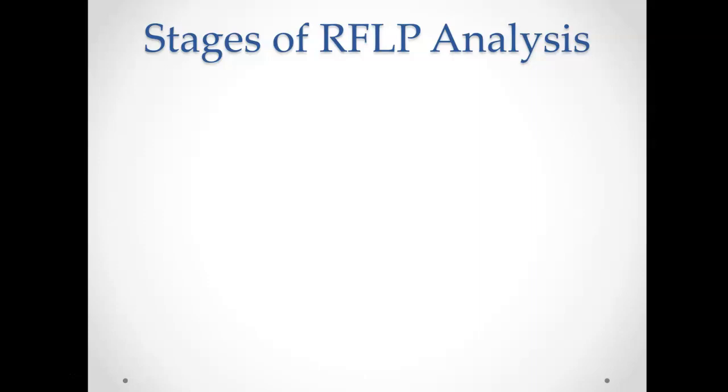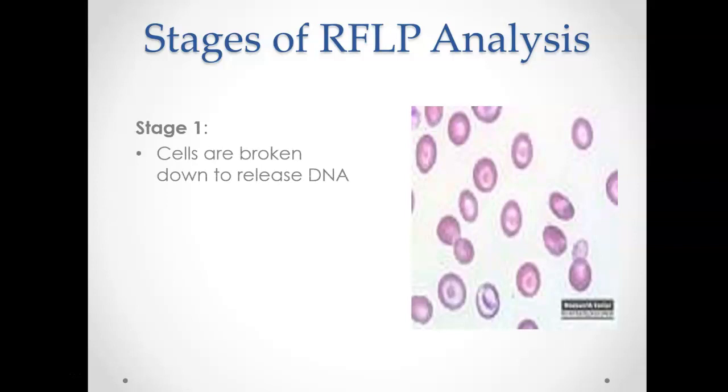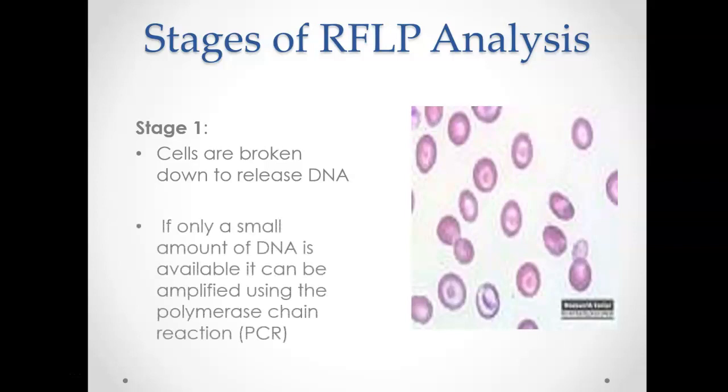We're going to start with RFLP analysis, which was the very first DNA profile that was created. Basically, you take a sample from someone, and it has to contain cells, and you break the cells down to release the DNA. If we have a very, very small amount of DNA, we can make copies of it with a technology known as PCR, polymerase chain reaction, but don't read too much into that. The idea here is that we only need a teeny, tiny sample, and we can get the DNA that we need.